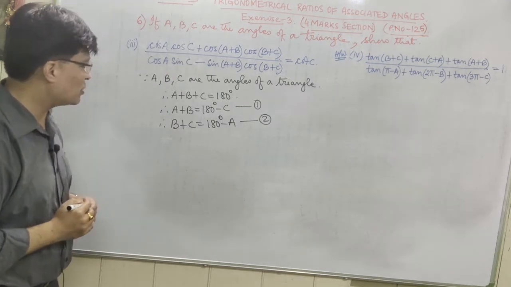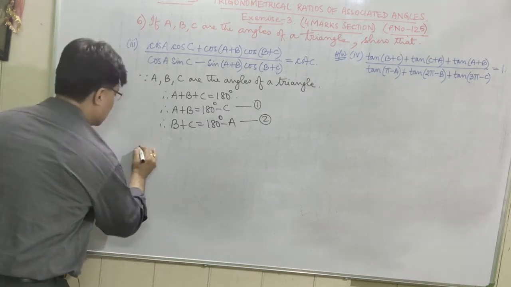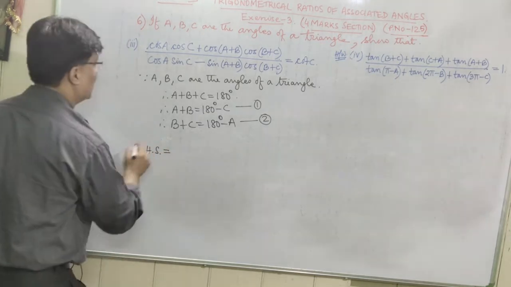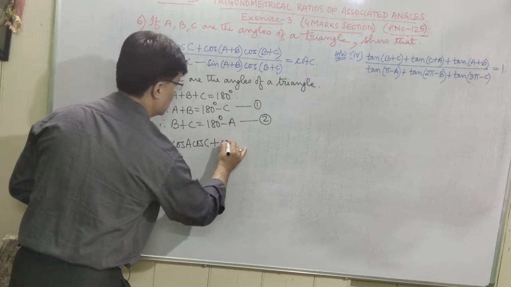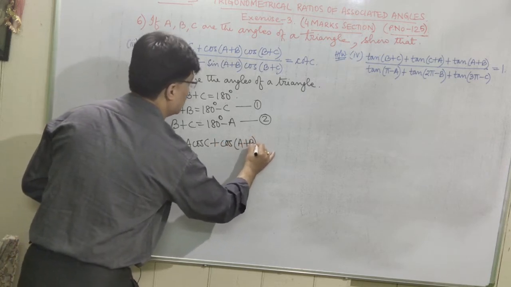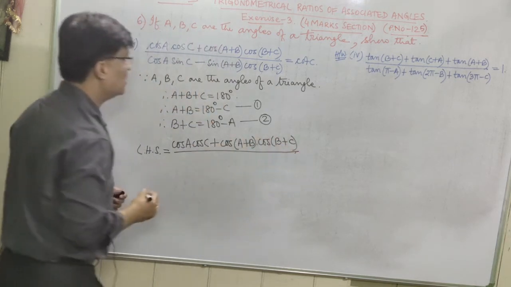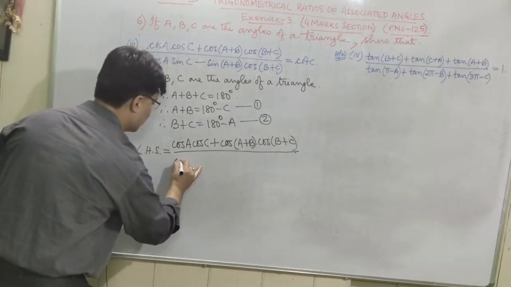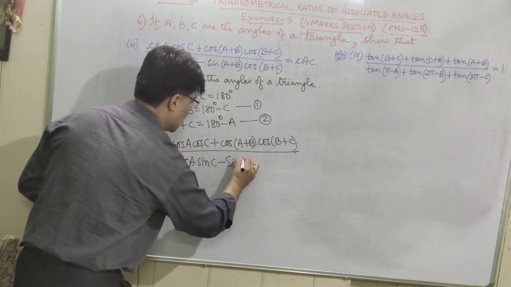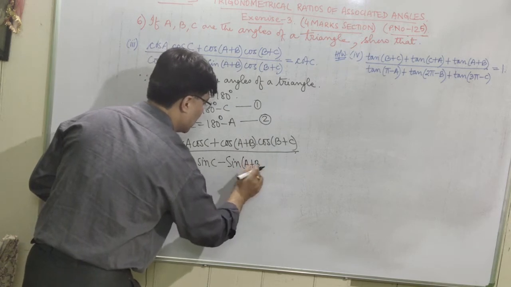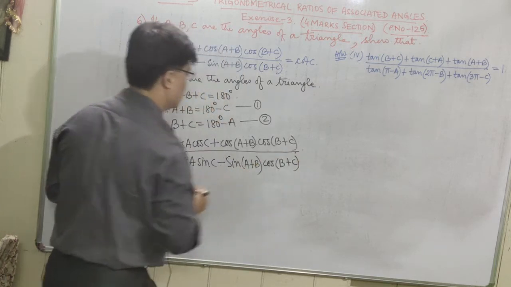So let us put these values of both A plus B as well as B plus C on the left hand side. So what is the left hand side here? Let us write. So here LHS is equal to cos A cos C plus cos of A plus B into cos of B plus C. This is your left hand side. So this whole divided by, what is there in the denominator? It is cos A sin C minus, this is sine of A plus B, right? This is sine of A plus B into cos of B plus C.